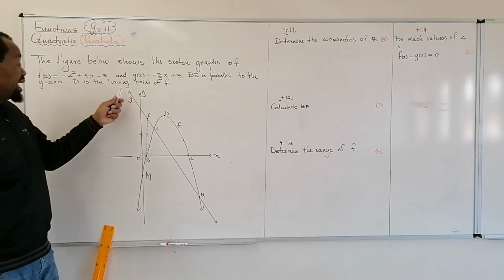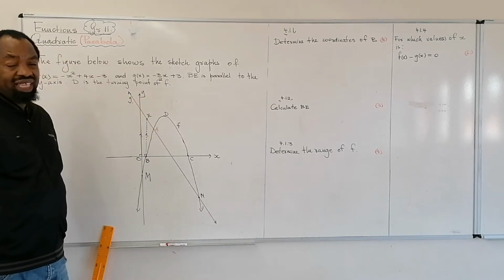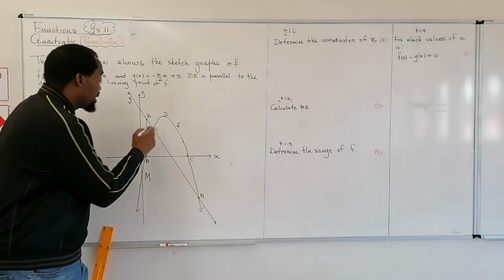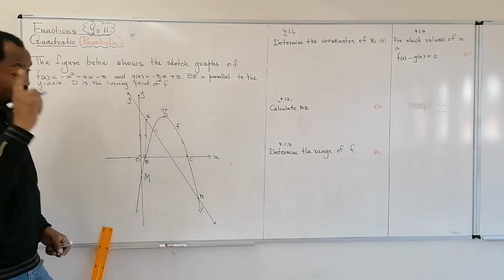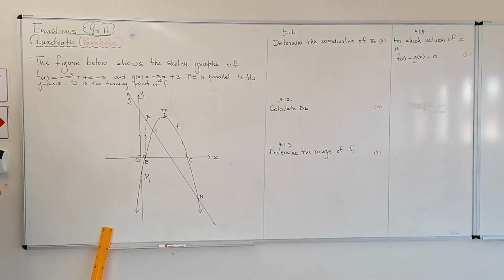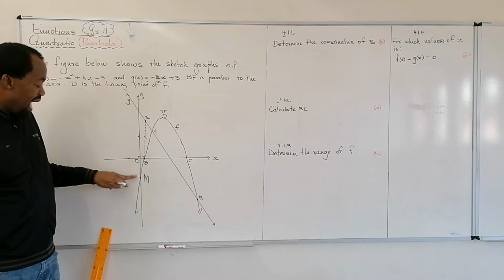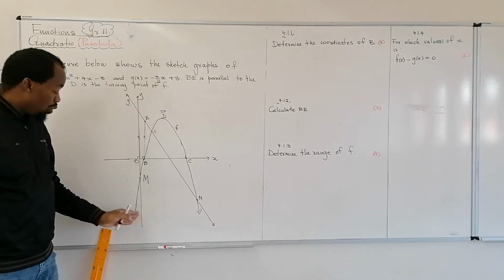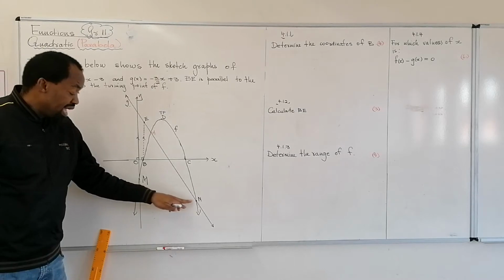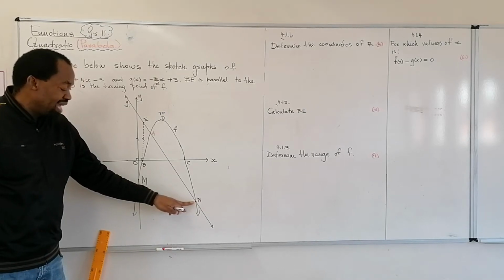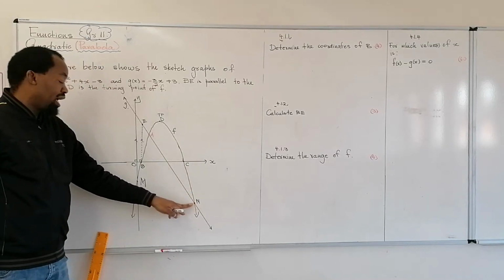D is the turning point of f. That point there is a turning point. Now I'm going to go there and write TP so that I always remember that it is the turning point. Now, there is a point L, which is on the y-axis, meaning that it is the y-intercept. There is a point N, which is the point of intersection of the two graphs.